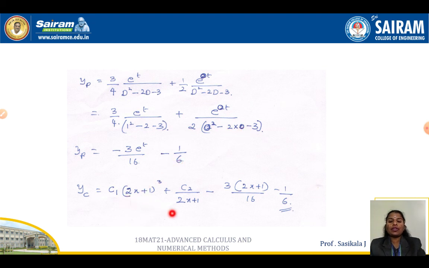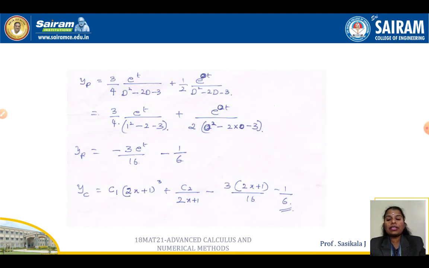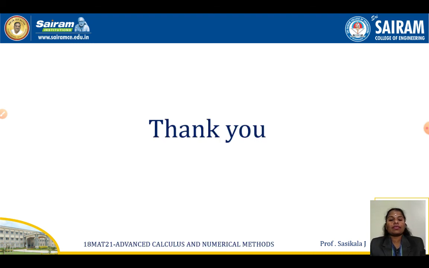So the complete solution you can write by replacing in terms of your x. So e power t is to be replaced by 2x plus 1. Then you have any term with t, you have to replace it in terms of log. Okay, so e power 3t will go to (2x plus 1) the whole power 3. Alright, so this is your complete solution.